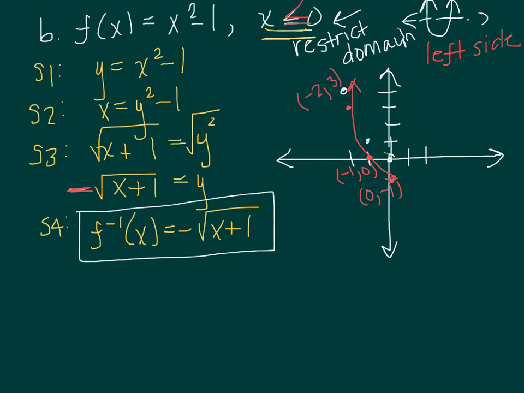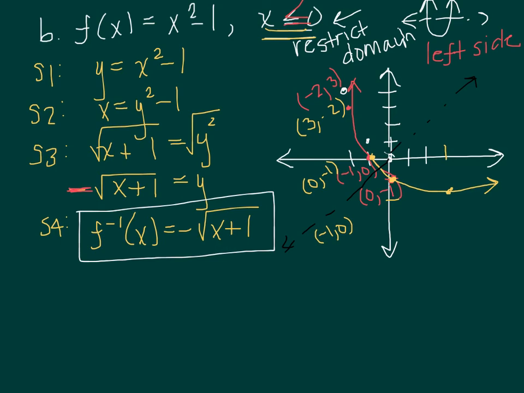Now I'm going to graph the inverse. The inverse would be (-1, 0), (0, -1), and (3, -2). So here's (3, -2), (0, -1), and (-1, 0). So now this side will be going this way. Because remember, we have that reflection line.